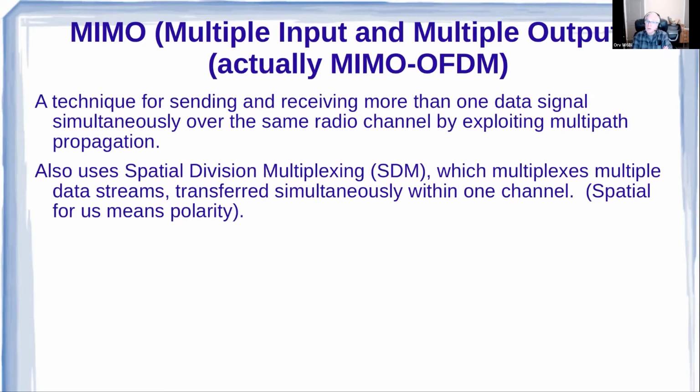So what that means is, in our case, our spatial diversity is polarity diversity. We use 2 channels, or two data streams, one vertically polarized and one horizontally polarized. On the same channel, the transmitters transmit simultaneously, vertically polarized and horizontally polarized, each transmitting part of the native data stream, and it's recombined at the other end. And if you happen to get more energy through multipath, so much the better.